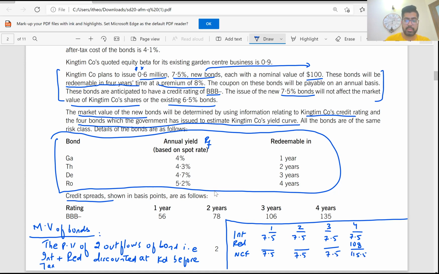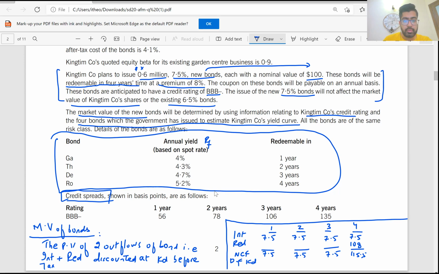These net cash flows are given. These are the present values of all outflows of the bond. So the bond has two outflows: interest of 7.5%, the new bond, and the redemption at 108. You get net cash flows. To convert them into present value, multiply by the discount factor, which is supposed to be KD. Now KD, you know when spread is given, you find KD as RF plus spread.